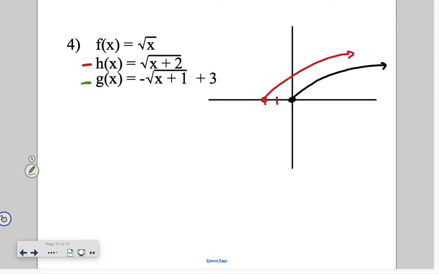What's the plus 1 do? Goes to the left 1 and up 3. So the shifts are what move your starting point. Okay? So we're going to go left 1 and up 3. So here's the new starting point right there from the origin. And now the reflection, instead of increasing from that point, it's going to decrease from that point. Okay. Still the same curve, it just is reflected.